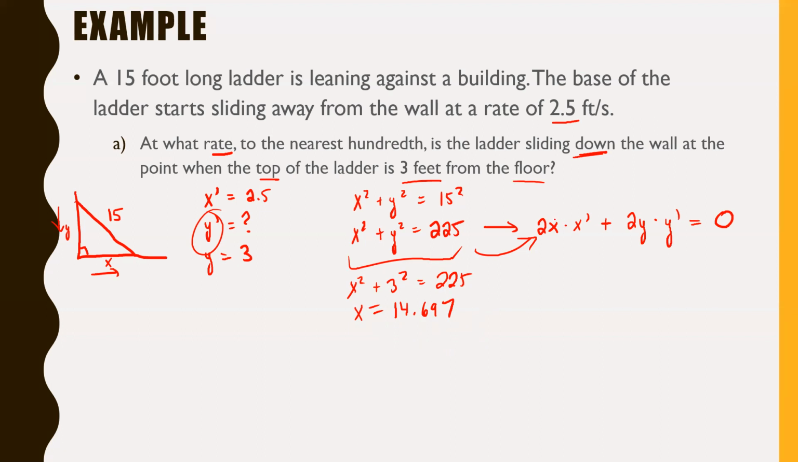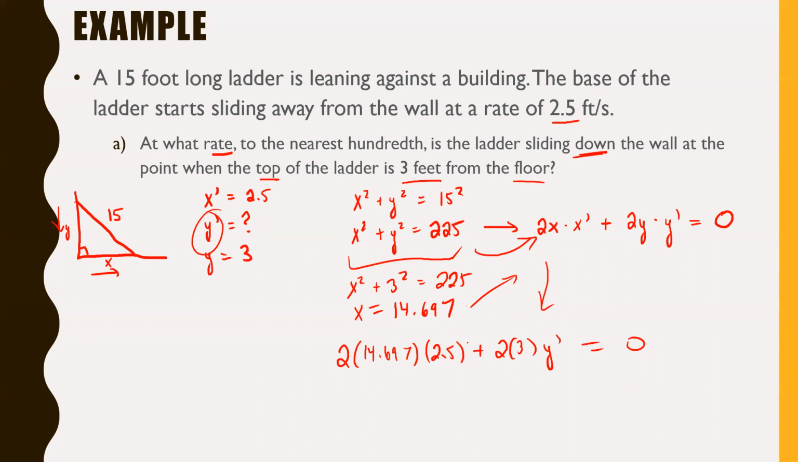Anyway, now that we know x, we know x prime, we know y, and we're looking for y prime, you might as well just throw that all in right here. I'm actually going to bring this down just so I have a little bit more room. We've got 2 times x, so 2 times 14.697 multiplied by x prime, which is 2.5. I think I mentioned, 2.5 is positive here because x is getting bigger. It's sliding away from the wall, so x is going to become bigger each second. But anyway, plus 2 times y, 2 times 3, multiplied by y prime, which is what we're looking for. And that all equals 0.